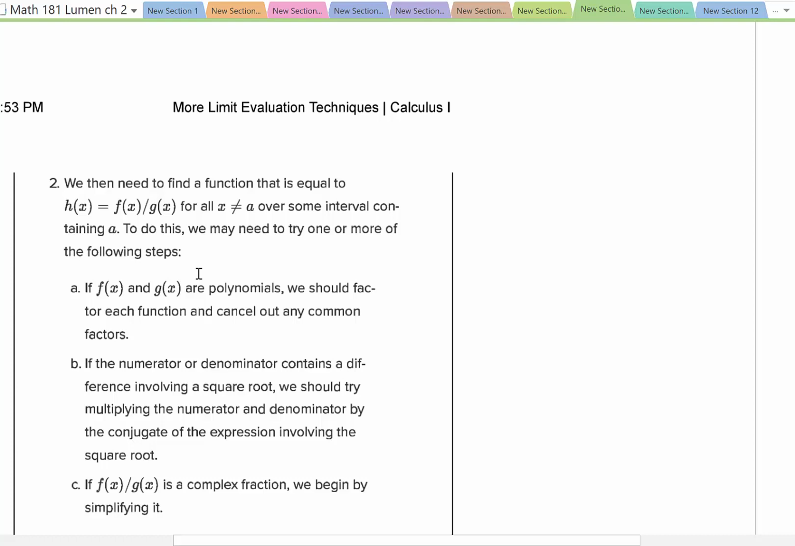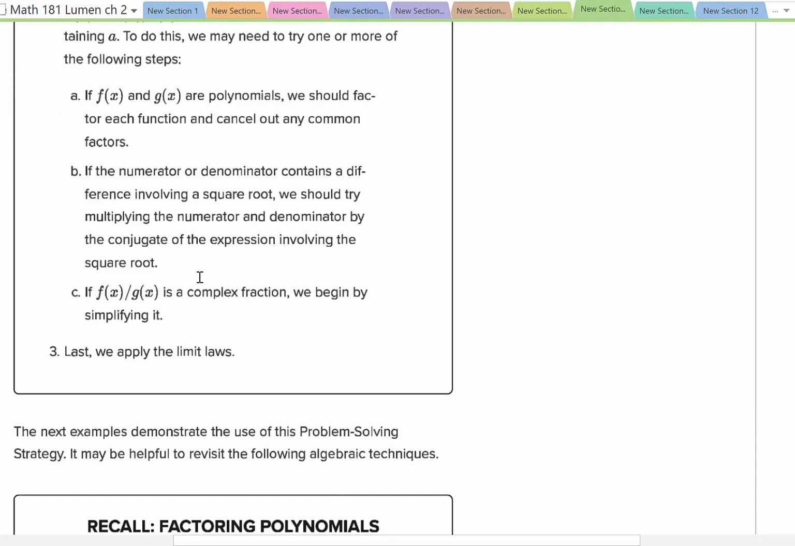If f of x and g of x are polynomials, we should factor each function and cancel out any common factors. If the numerator or denominator contains a difference involving a square root, we should try multiplying the numerator and denominator by the conjugate of the expression involving the square root. If f of x over g of x is a complex fraction, we begin by simplifying it. Then we apply the limit laws.